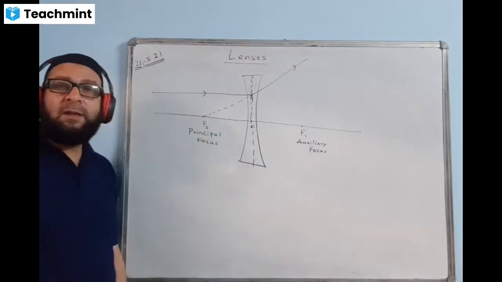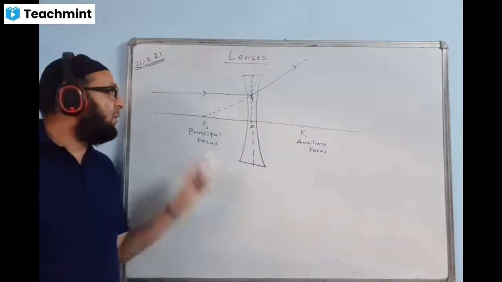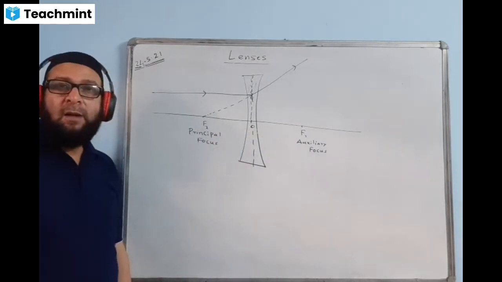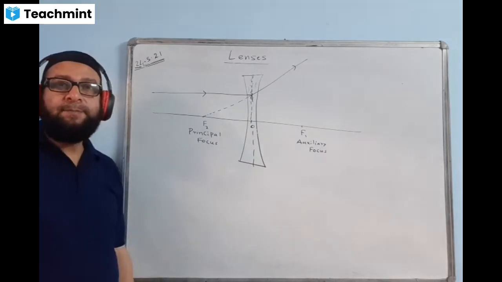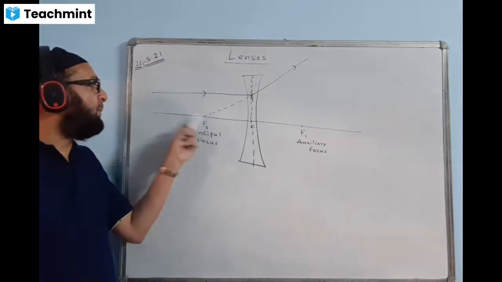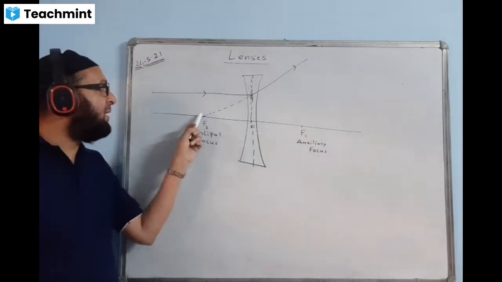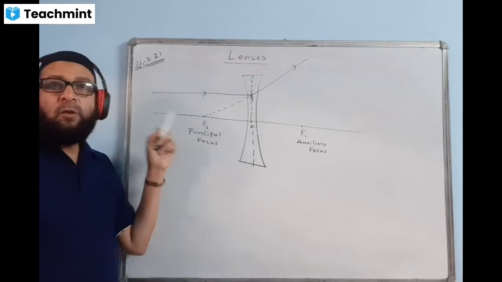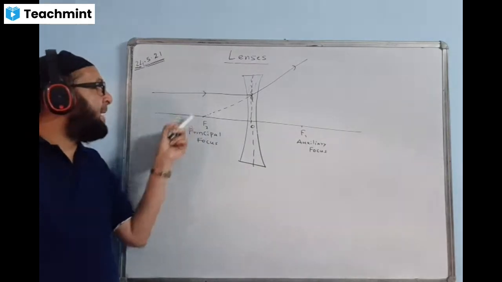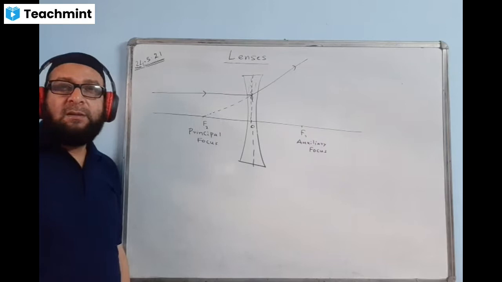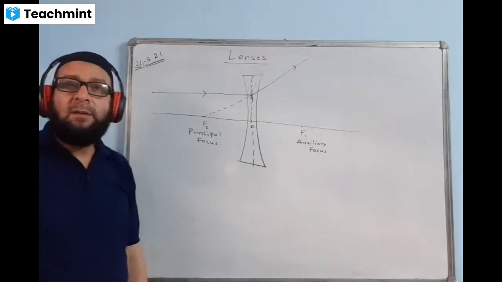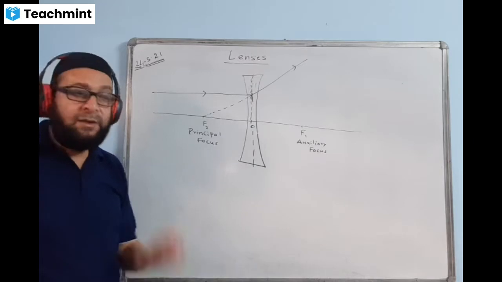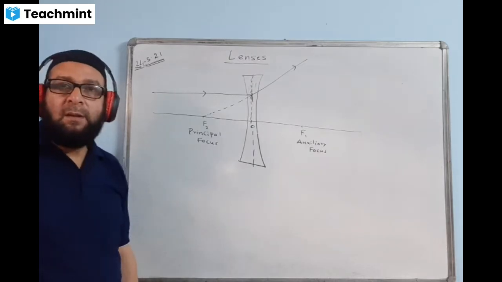So if a question comes to define the principal focus of a concave lens, the second focal point, we'll keep this diagram in mind. How do we define it? We say it is a point on the principal axis of a concave lens through which an incident ray parallel to the principal axis, after refraction from the lens, appears to pass. We'll mention the words appear to pass.